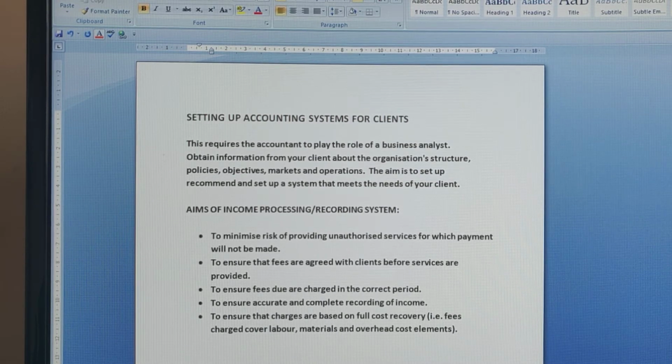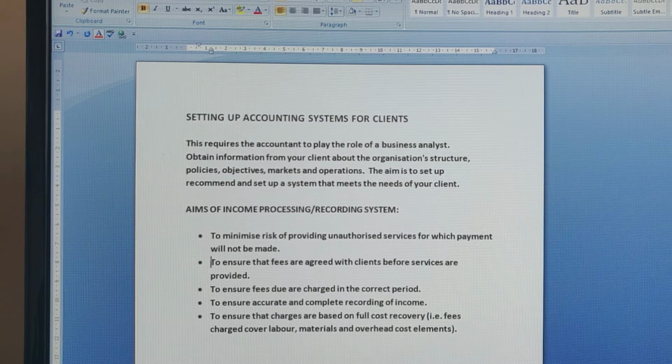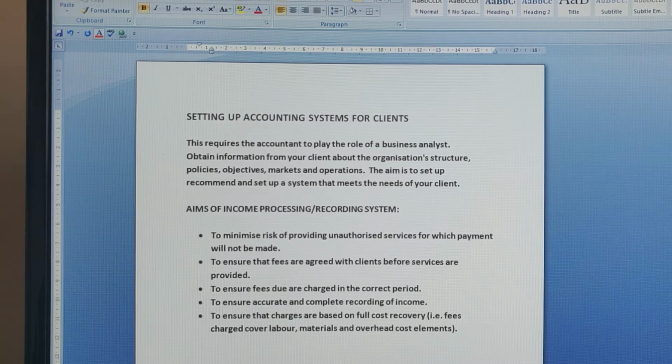Now, in setting up a system, you will obtain information from your client about the organization's structure, the organization's policies, pricing policies, their strategy, especially marketing strategy, the objectives of the organization, that is what the organization aims to achieve, the market, and how things are done, that is the operation. The aim is to set up or recommend a system that meets the needs of your client.